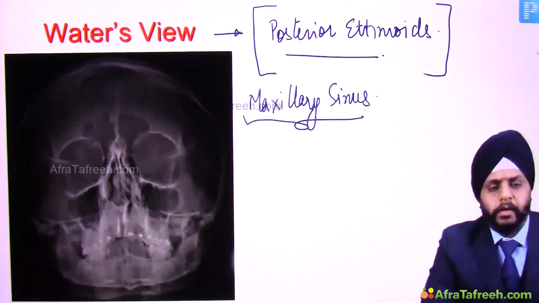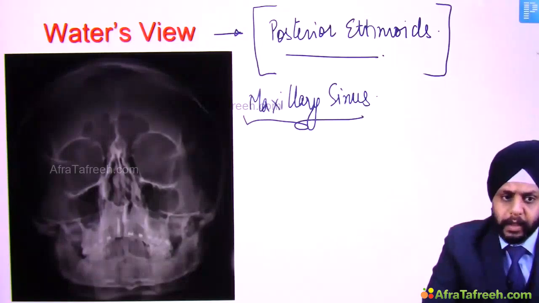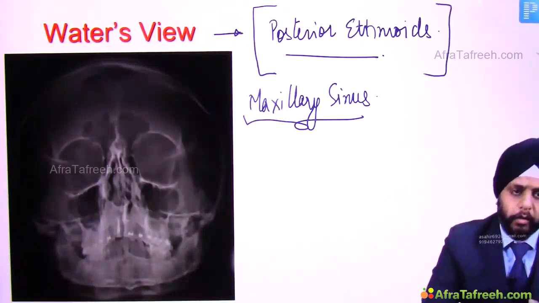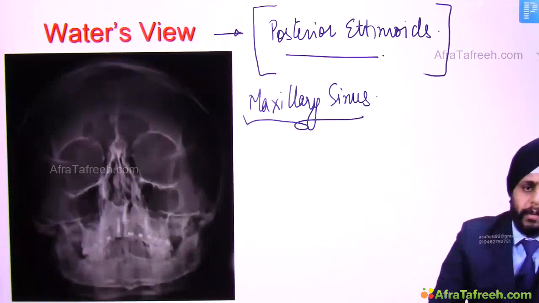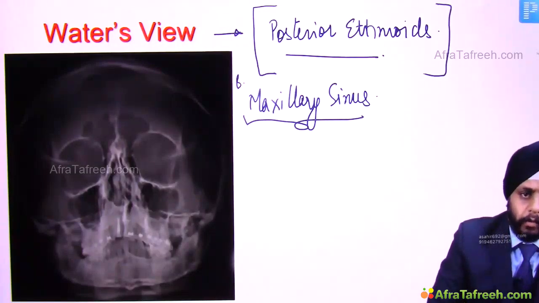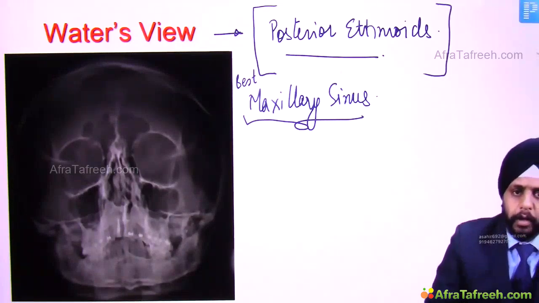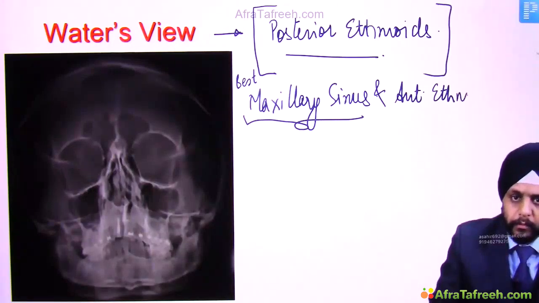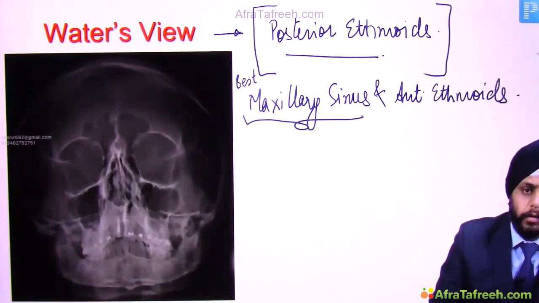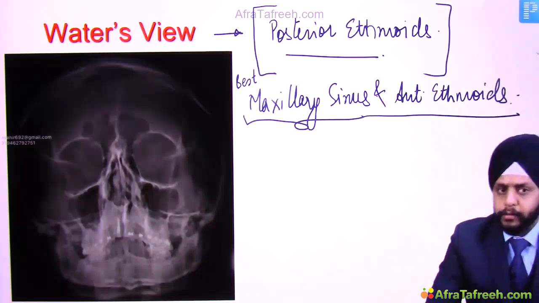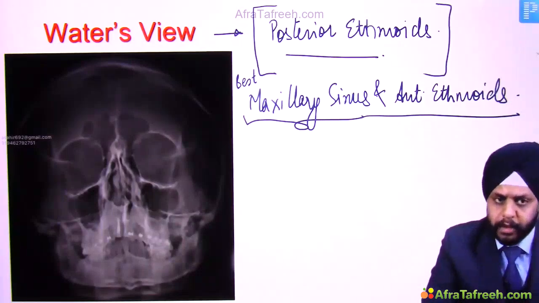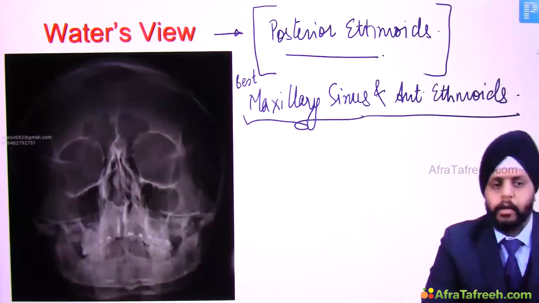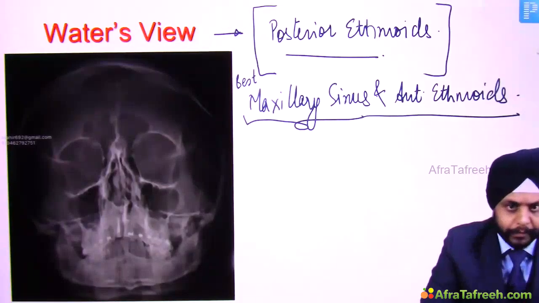Okay, so it was mainly used to diagnose disease of the maxillary sinus because this was the nicely visible sinus over here. Now another question comes: remember, this Waters view is best for maxillary sinus and anterior ethmoids. So this was the best X-ray view for maxillary sinus and anterior ethmoids. Anterior ethmoids, yes, the best we can see is in the Waters view, but this Waters view was used mainly for maxillary sinus diseases, right?